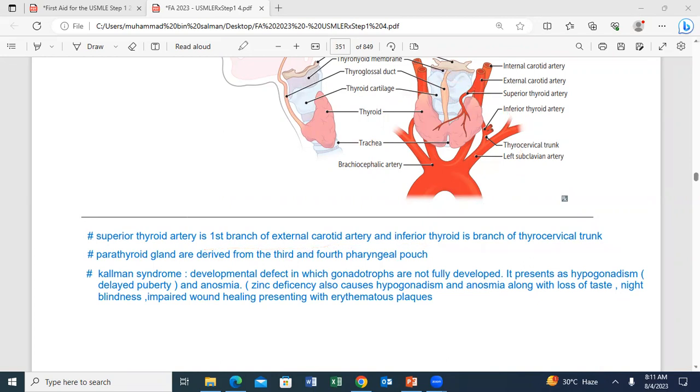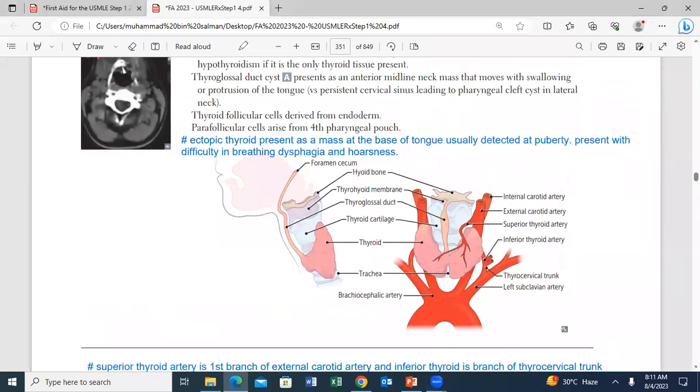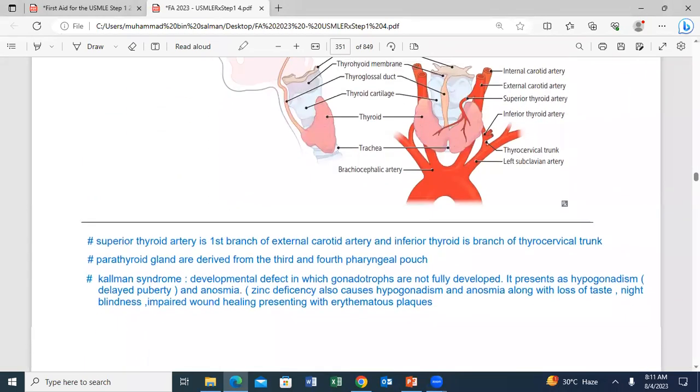Now, as far as the parathyroid glands are concerned, they are derived from the third and fourth pharyngeal pouch. So now you can relate this information. We have the parafollicular cells of thyroid derived from the fourth pharyngeal pouch, and then we have the parathyroid gland derived from the third and fourth pharyngeal pouch.